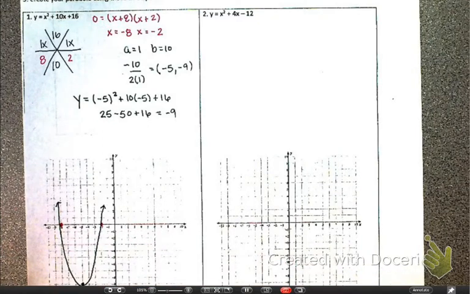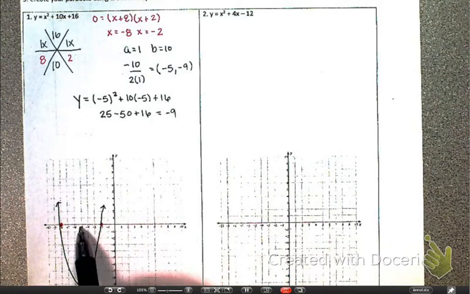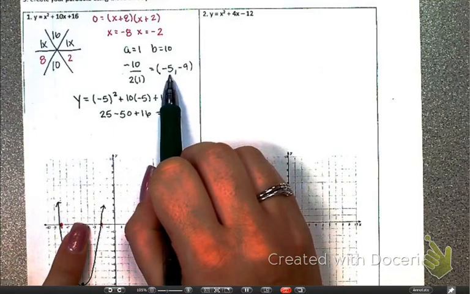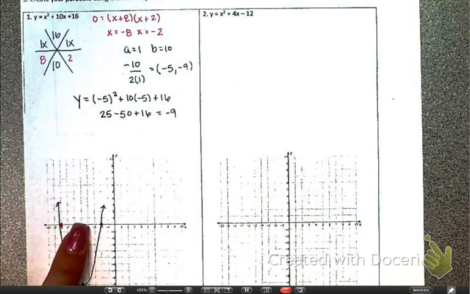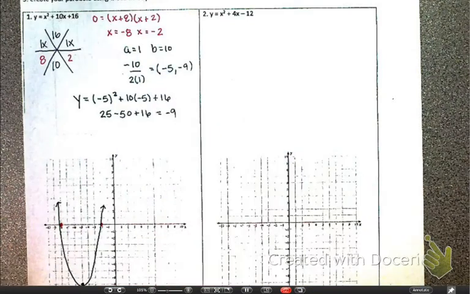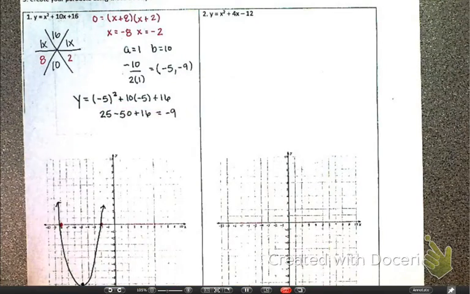If there's 6 total spaces, what's half of that? What's the middle? 3. So if I count 3 spaces away, what point am I at on the x-axis? Negative 5. Wasn't that the x value of my vertex? Then I can just plug that in to find the y value without doing negative b over 2a. So if you know that the vertex is going to be in the middle, you can find the x value and plug it back in for y. If you're like, I have no idea what you just said, then you need to use negative b over 2a. Okay? And that's okay. But I'm giving you other options.